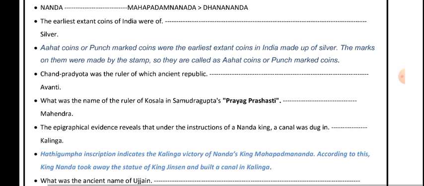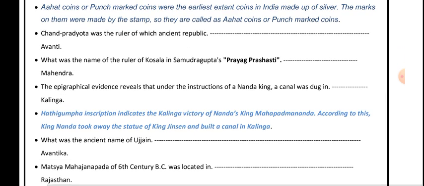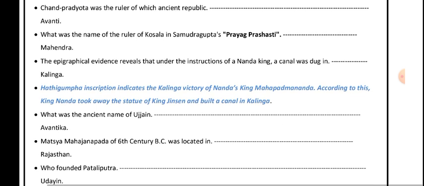The earliest extant coins of India were of silver. Punch-marked coins were the earliest extant coins in India, made of silver. The marks on them were made by a stamp, so they are called Ahat coins or Punch-marked coins.